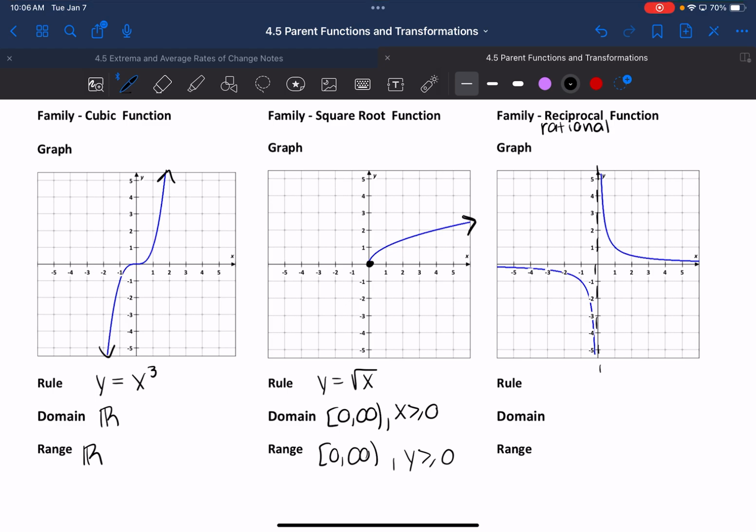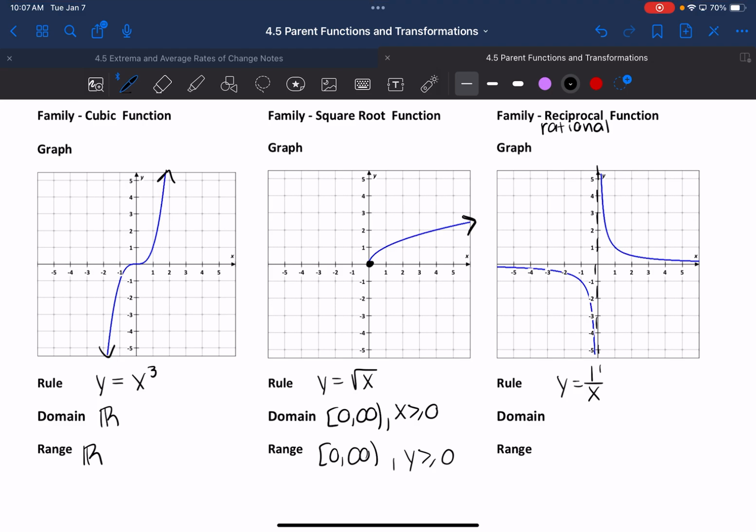So where can x not exist for a particular function? 0. Where am I not allowed to have 0? In the denominator of a fraction, right? So this would be the equation y equals 1 over x. Perfect. Okay. All right, now for my domain of this function, what would you guys say it would be?